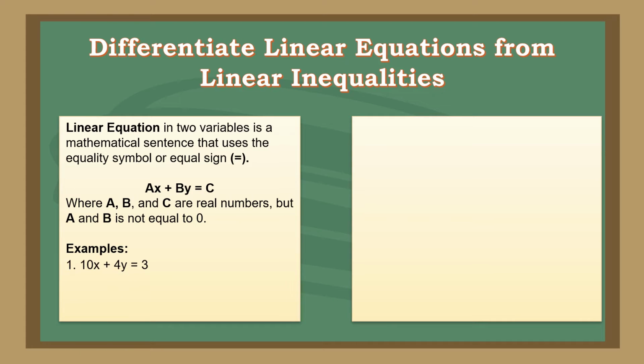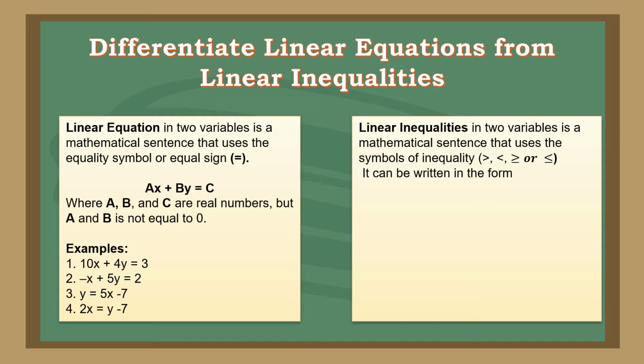So let us have some examples. Number 1, 10x plus 4y equals 3. Number 2, negative x plus 5y equals 2. Number 3, y equals 5x minus 7. And 4, 2x equals y minus 7.